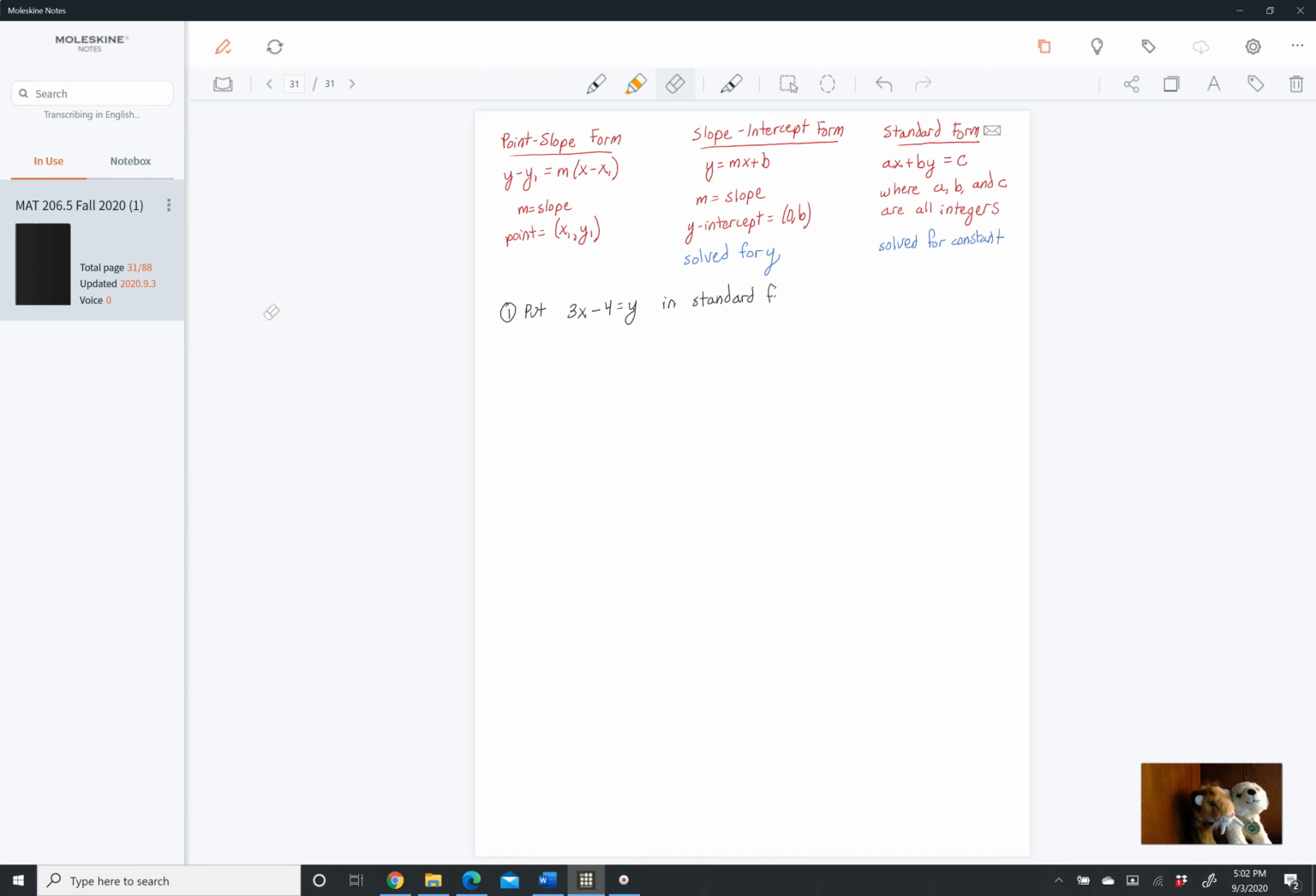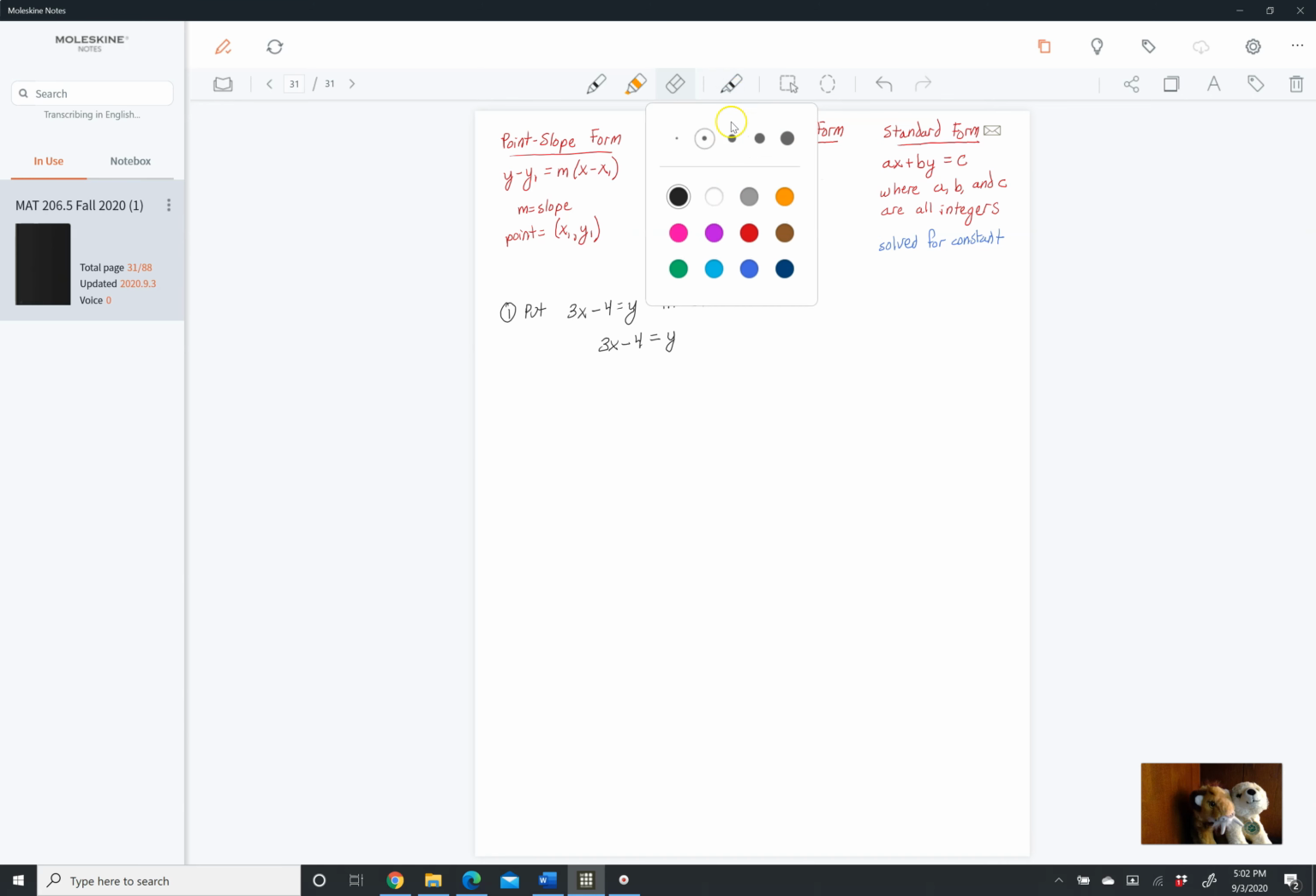So we're going to put this in standard form. So here's what that means. The x's and y's are on one side. The constant is on the other. So we need to get the y over to the right, and we need to get the 4 over to the left. Okay? So here's how we do it. I'm going to do this in 2 separate steps. Okay? You can do it in 1 step, though.